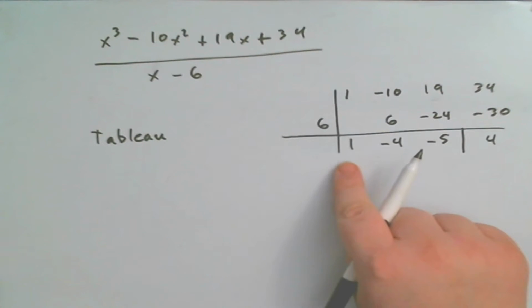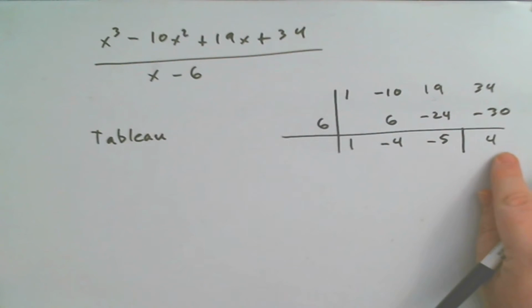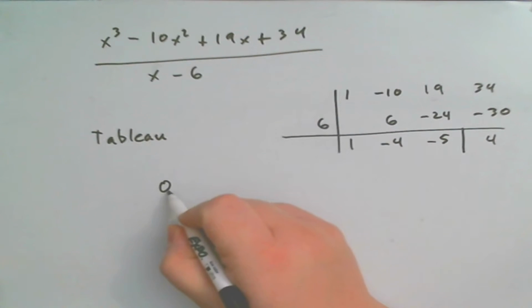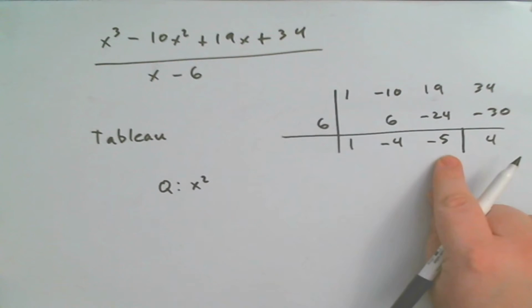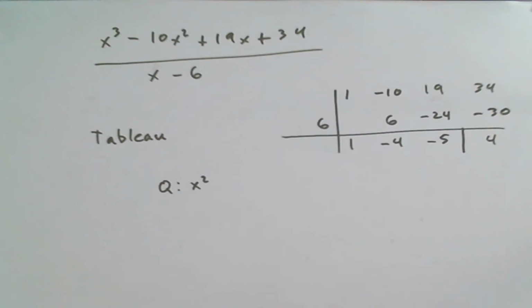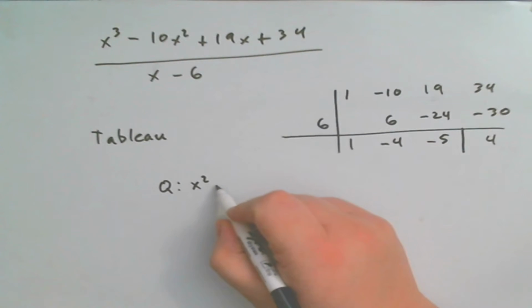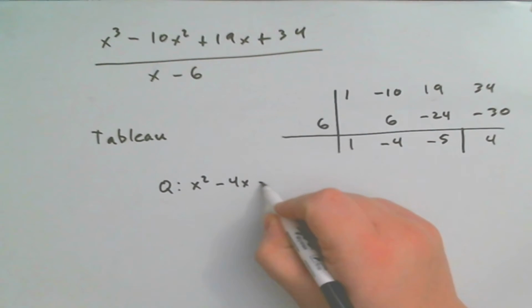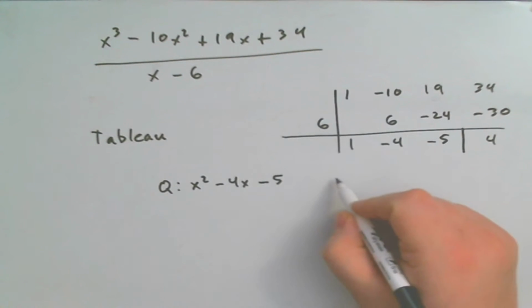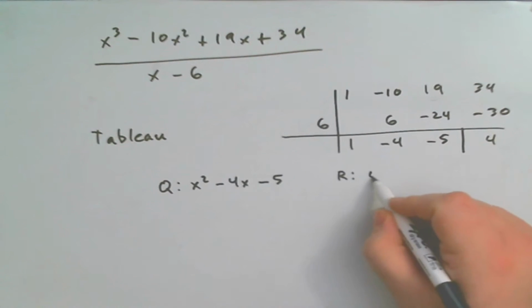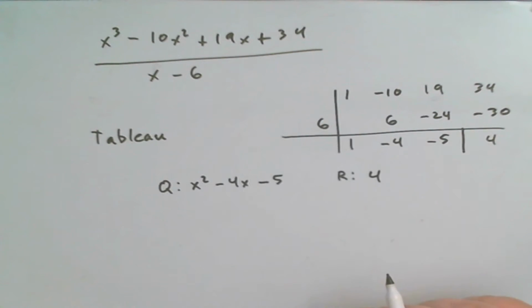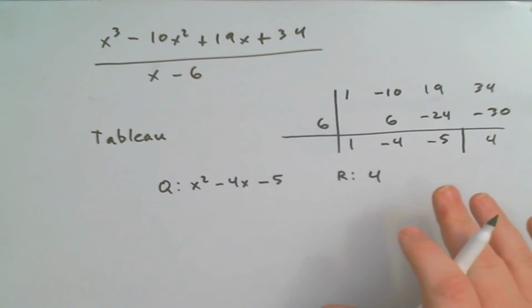So again, right here is our quotient, and here is our remainder. The quotient of our division is x squared. These are the coefficients of the quotient: x squared minus 4x minus 5. And then the remainder is just the number 4 because it's just a constant. Fairly straightforward, fairly easy to work with. Hopefully you've seen this before in class. And we can definitely do another example.